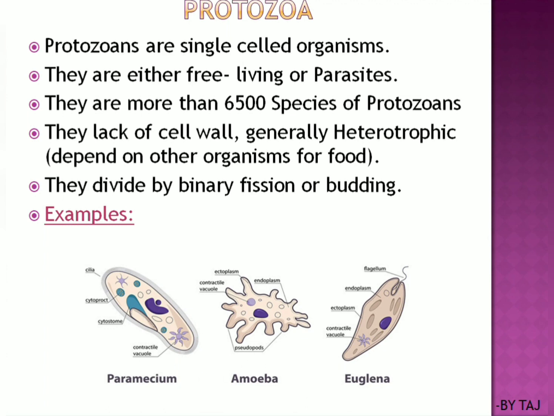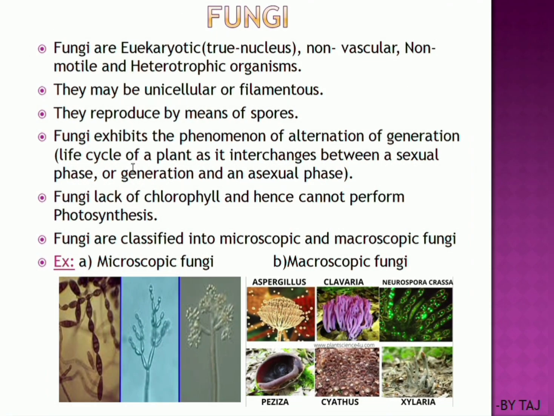Coming to another big type, that is fungi. Fungi are eukaryotic, which, as you have already learned, means having a true nucleus. They are non-vascular, because xylem and phloem tissues are not present. They are non-motile, which means they cannot move from one place to another. They are heterotrophic organisms, which depend on others for food. They may be unicellular or filamentous. Unicellular means a single cell; filamentous means having more than one cell.